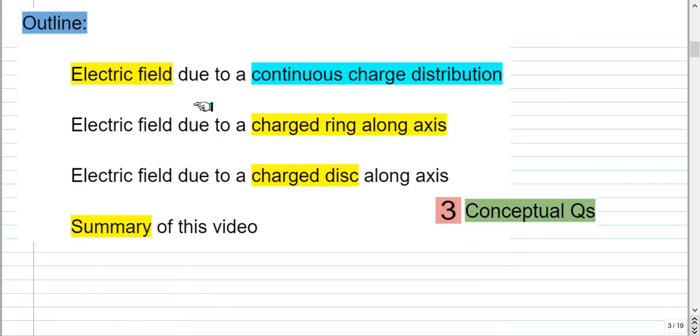In this video, I'll talk about how to find electric field due to a continuous charge distribution. In particular, I'll find electric field due to a charge ring along its axis and also find electric field due to a charge disk at points along the axis. I'll discuss 3 conceptual questions. Finally, I will summarize this video.